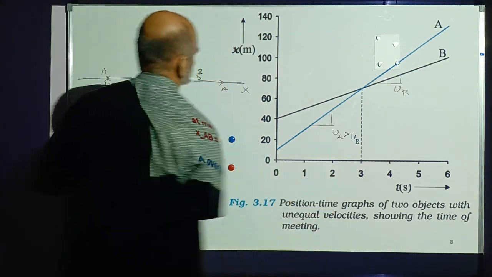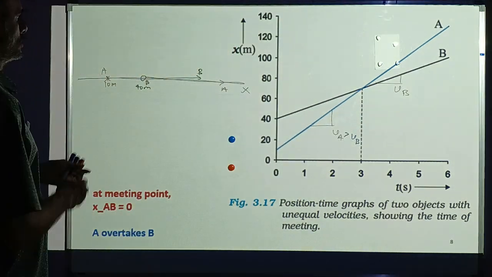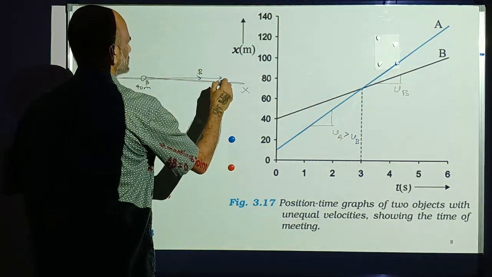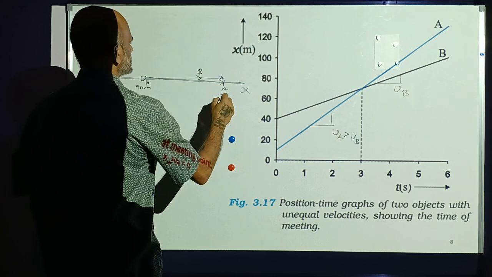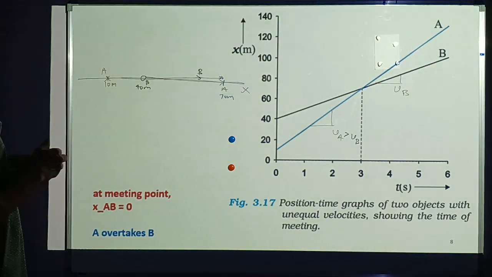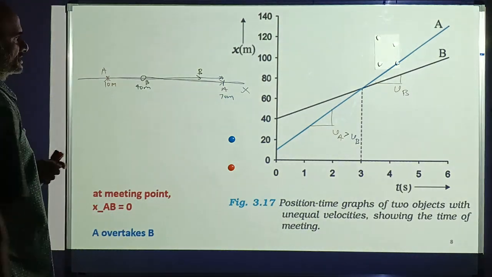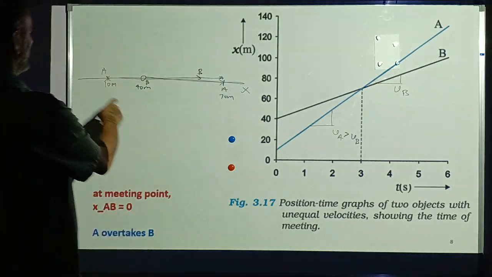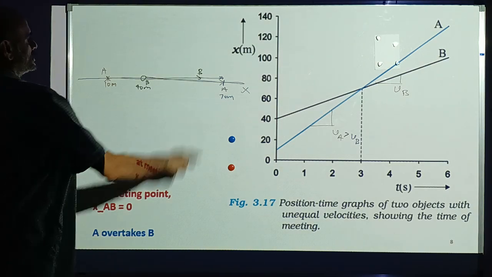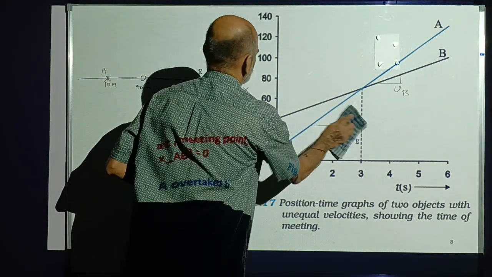That time is 3 seconds according to this graph, and it happens at approximately x equal to 70 meters. So when A and B both meet, it will be at 70 meters, and the corresponding time will be 3 seconds. Here both A and B have positive velocity in the sense that they are moving towards the positive x direction because the slope is positive. B is ahead of A to start with, but A has a higher speed, so A will overtake B at some stage. So this is the information of this xt curve, which can be understood in terms of trajectory.